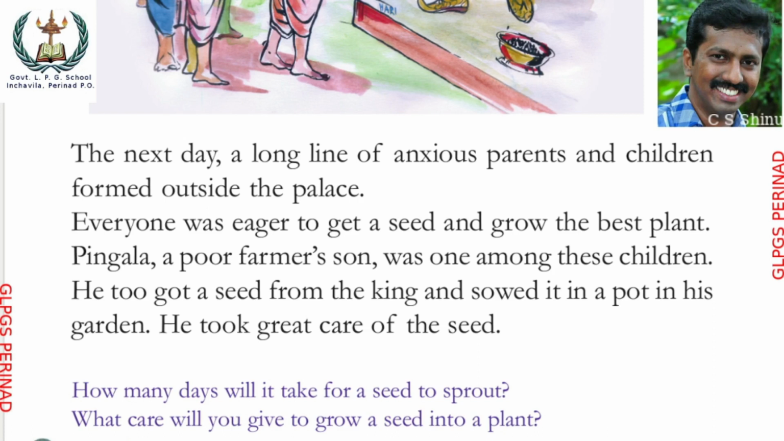The next day, a long line of anxious parents and children formed outside the palace. Everyone was eager to get a seed and grow the best plant. Pingala, a poor farmer's son, was one among these children. He too got a seed from the king and sowed it in a pot in his garden. He took great care of the seed.